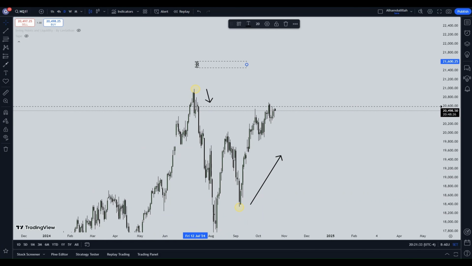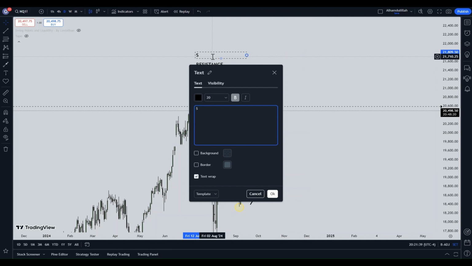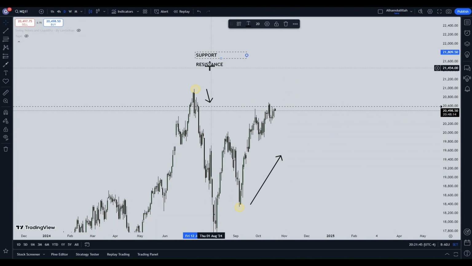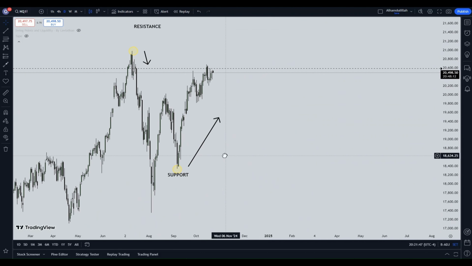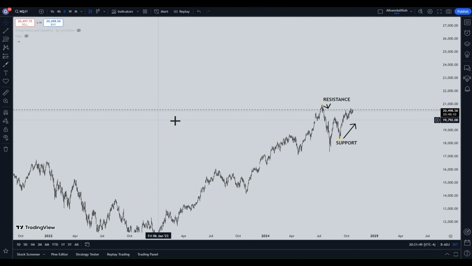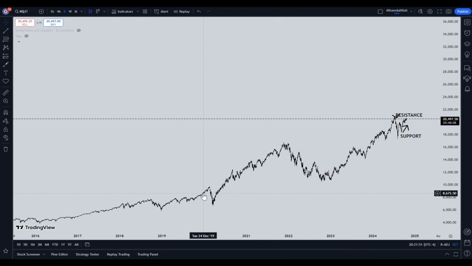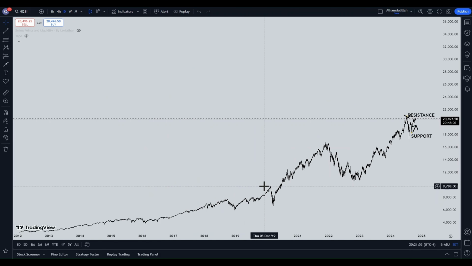So why do these key two things matter, right? Resistance and support. Why do these two things matter? These are because market creates structure off of these two things. Now, what you guys are going to go ahead and see is that over time, market is going to go ahead and make new highs, make new higher lows, so higher than the previous low.